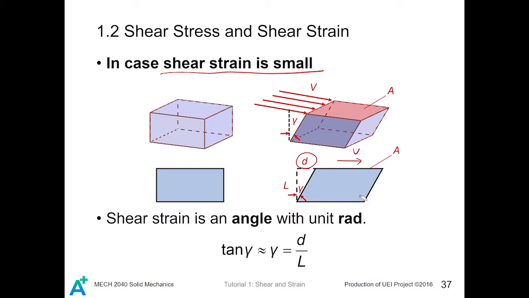We know that shear strain is actually an angle. Unlike axial strain, which is a non-dimensionalized quantity, the ratio between the deformation and the original length, shear strain is also a non-dimensionalized quantity, which is an angle with the unit radian. However, in radians, tangent gamma is approximately equal to gamma in case the shear strain is small. What is tangent gamma? Well, tangent gamma is D divided by L, according to the geometry here. Therefore, in case the shear strain is very small, we can write gamma equals D divided by L.